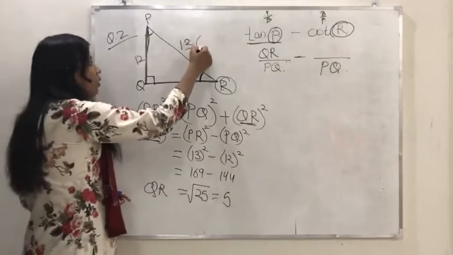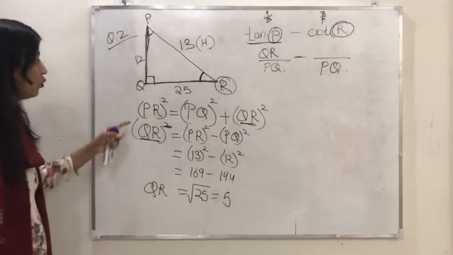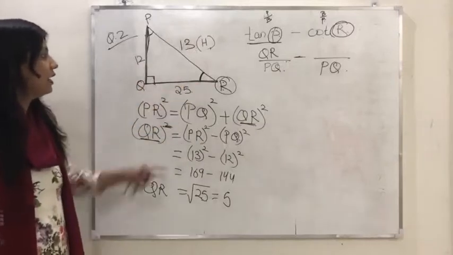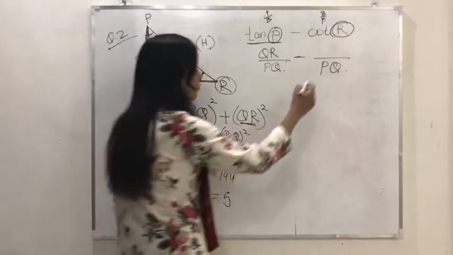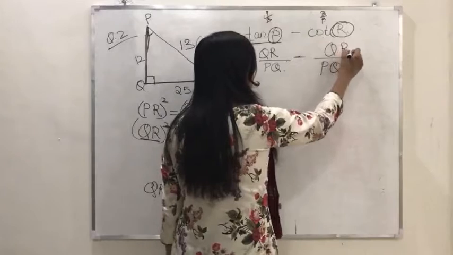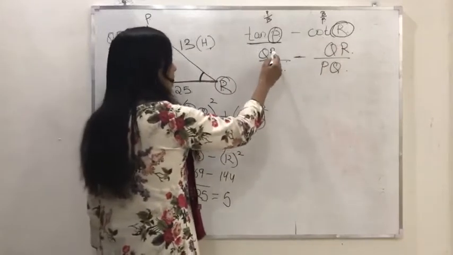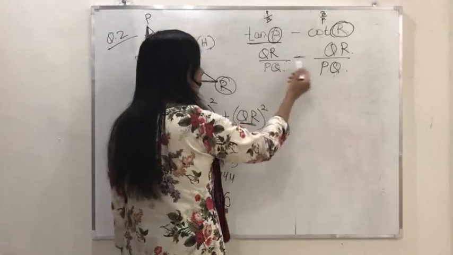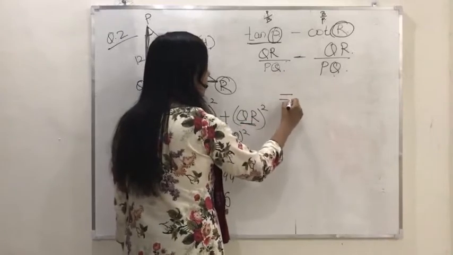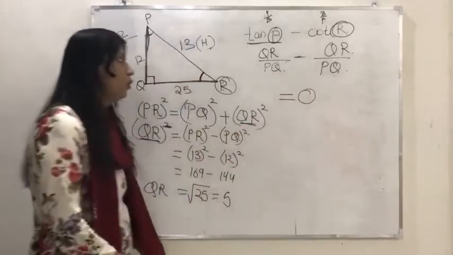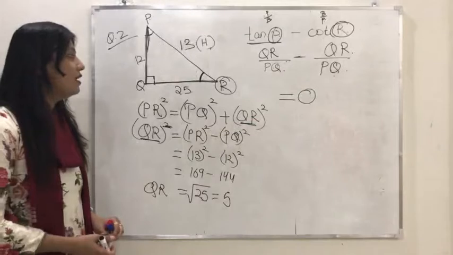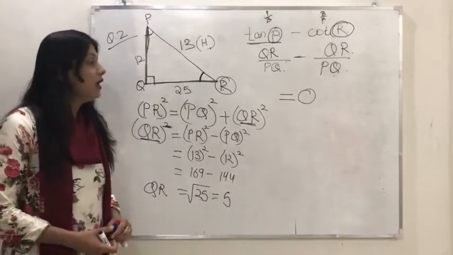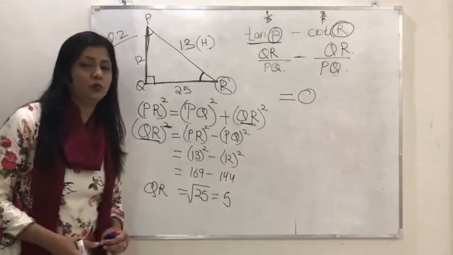This we already know, it is the hypotenuse. So which side is remaining? QR is remaining. So QR will be your base. So here I am getting QR upon PQ. Again I am getting QR upon PQ. Both are the same. So if you subtract them, you will get the value as 0. So tan P minus cot R is equal to 0.